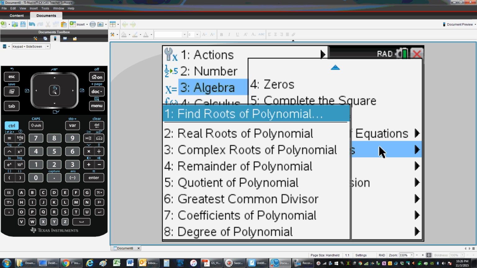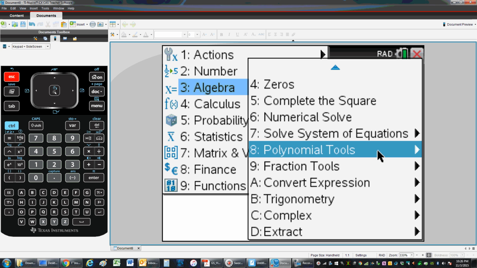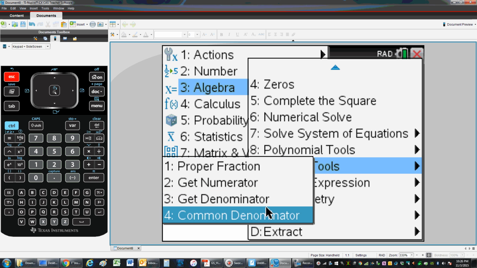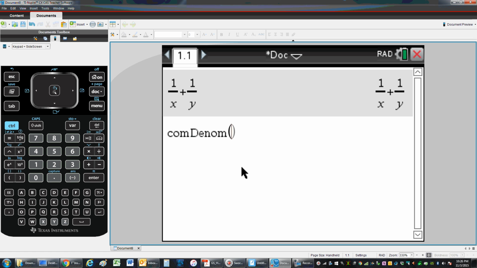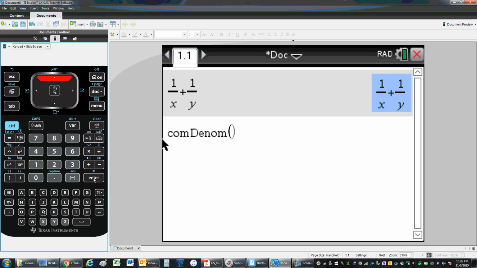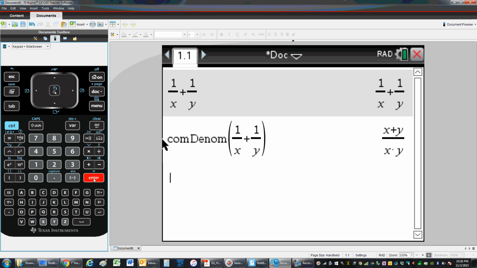But escape will move us out of that. Okay, fraction tools, common denominator. And rather than retype it, because I don't want to retype it, I can hit up, hit enter while it's highlighted, and that copies it down. And there you go. Got our common denominator, x, y, and put it back together for us.